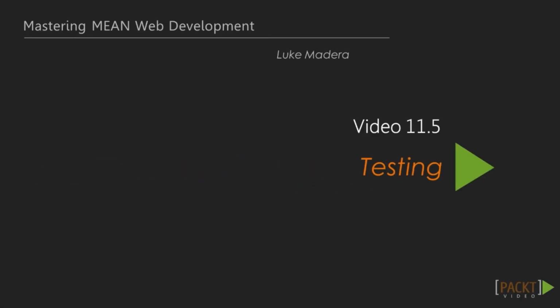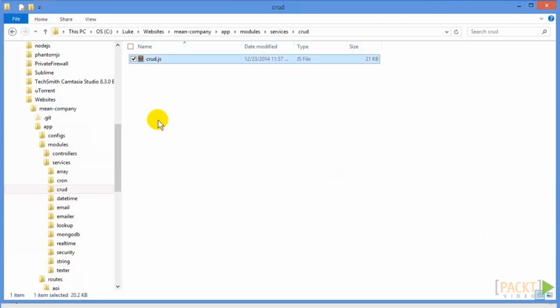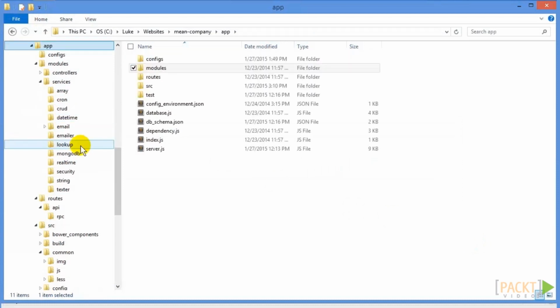In the last video, we did a recap of Node.js, which is our backend, and in this video, we're going to do a recap of automated testing. There are basically 3 different levels of automated testing that we do. The first is unit testing, which we do on the front end using Angular Karma.